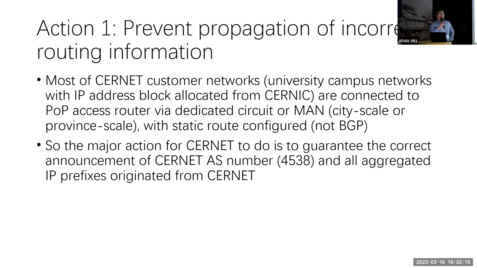For action one, prevent propagation of incorrect routing information. As you might know, the majority of CERNET customer networks are university campus networks with IP addresses allocated from CERNIC. And most of the CERNIC customer networks are connected to the POP access router via a dedicated link of the MAN, the metropolitan area network backbone, with static route configured, not BGP. So the major action for CERNIC to do so far, we think, is to guarantee the correct announcement of the CERNIC AS number and IP prefix and all the aggregated IP prefixes originated from CERNIC.